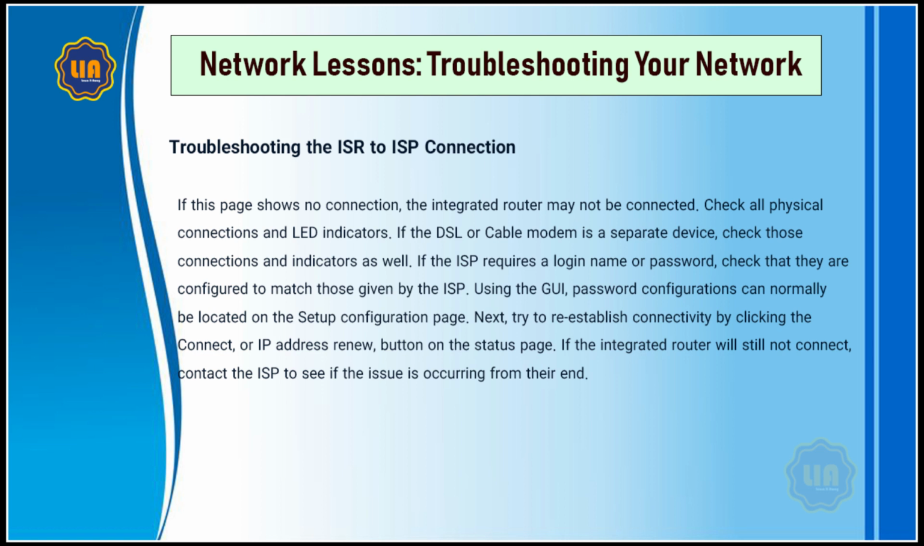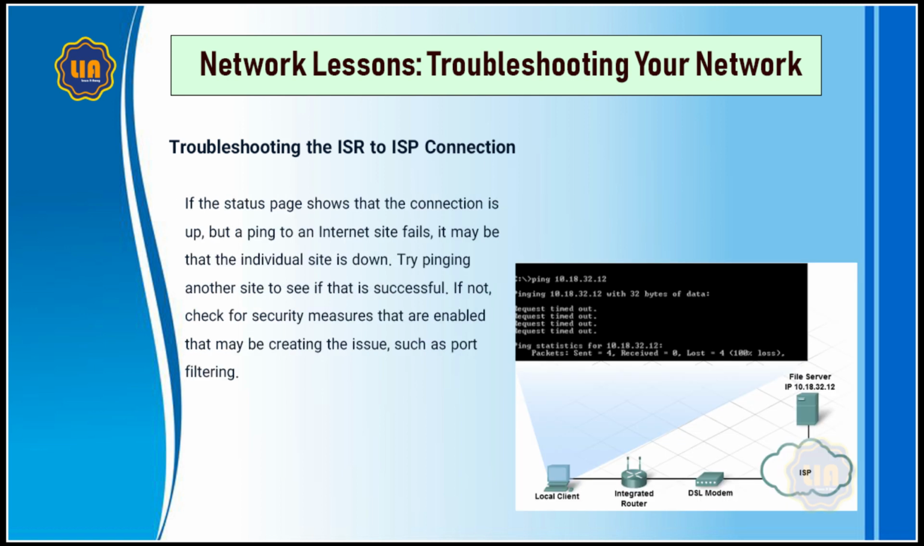Next, try to re-establish connectivity by clicking the Connect, or IP address Renew, button on the status page. If the integrated router will still not connect, contact the ISP to see if the issue is occurring from their end. If the status page shows that the connection is up, but a ping to an Internet site fails, it may be that the individual site is down. Try pinging another site to see if that is successful. If not, check for security measures that are enabled that may be creating the issue, such as port filtering.